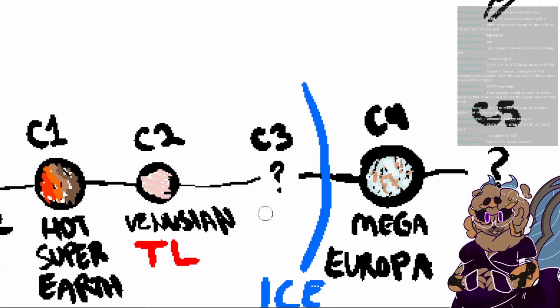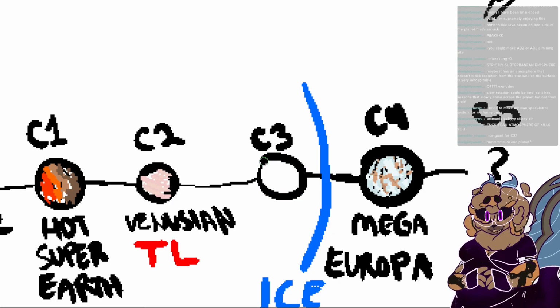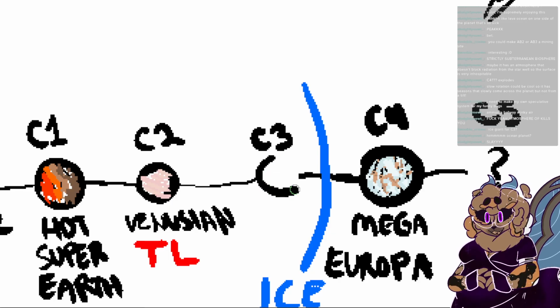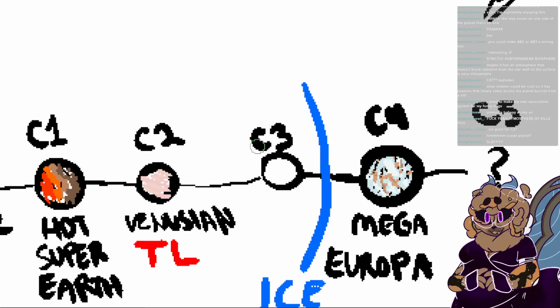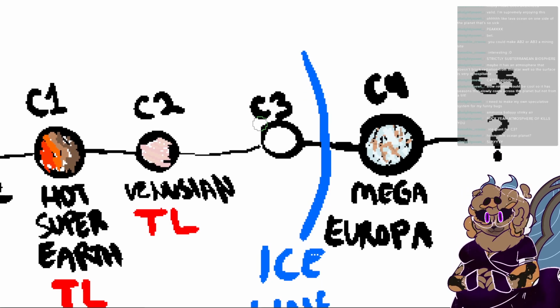That's actually a really, really good idea. That is an excellent idea, actually. I think C3 will be a global ocean. That's actually an excellent idea, and it's something I don't have in the system yet. So C3 here will be an ocean. That's an excellent idea.